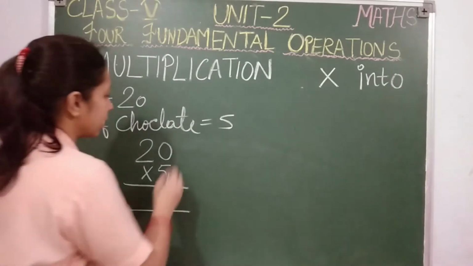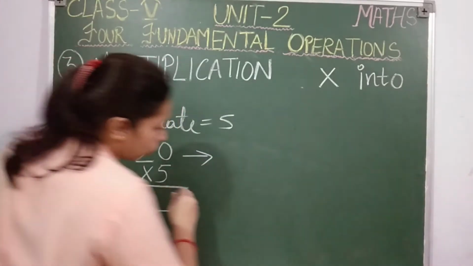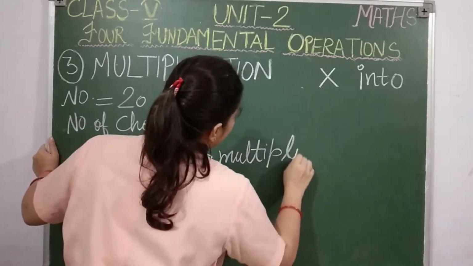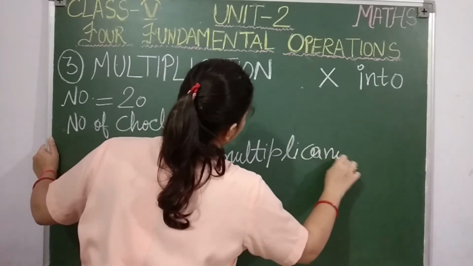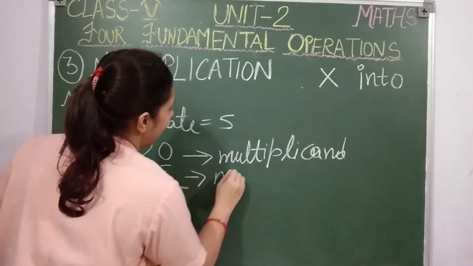Always remember students, whenever you multiply, the number which is being multiplied is known as multiplicand. Okay, multiplicand, and the number which is multiplying the first number, it is known as multiplier.